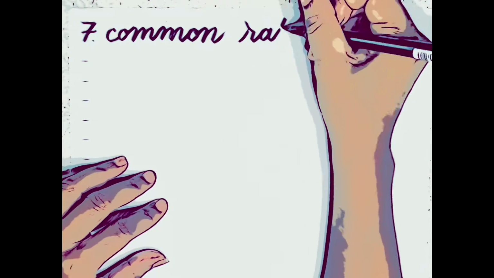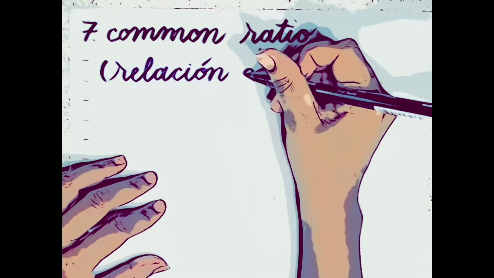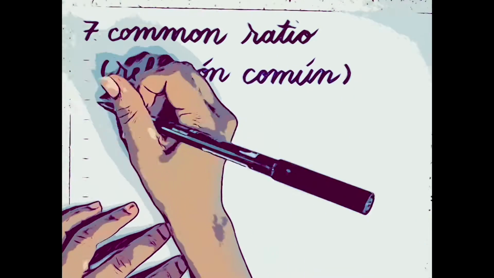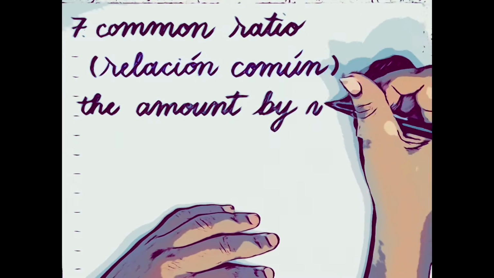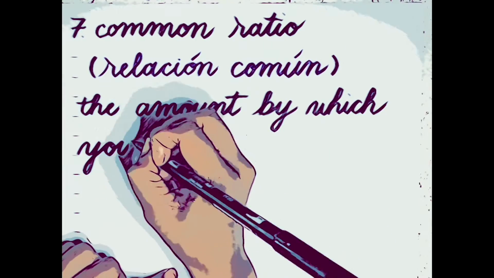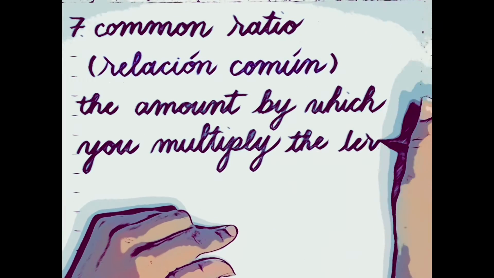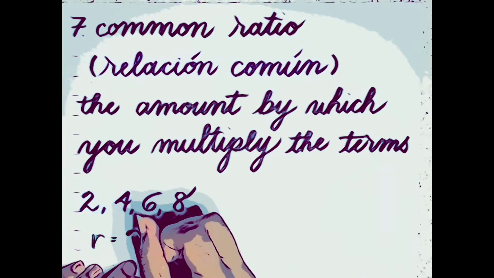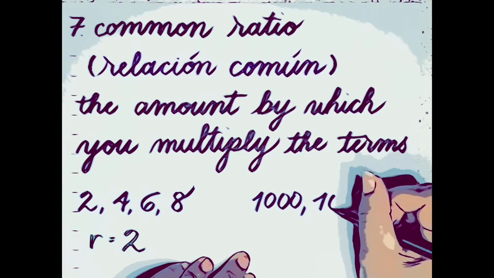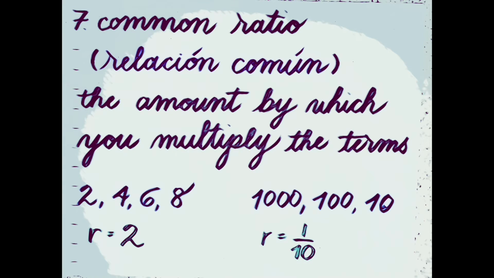Our final term is common ratio, or relación común, and it's the amount by which you multiply each term. Es la cantidad por la que se multiplica cada término. The common ratio is always represented by the letter r, and keep in mind that r can be positive, negative, a whole number, a mixed number, or a fraction, but in our examples, r equals 2 in the first one, and r equals 1/10 in the second.